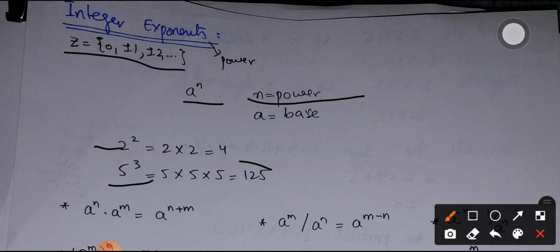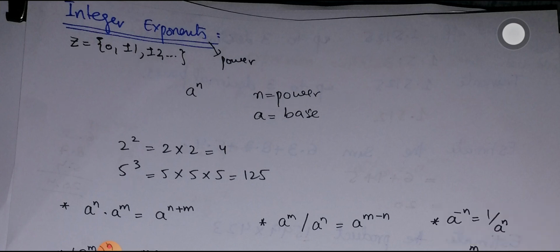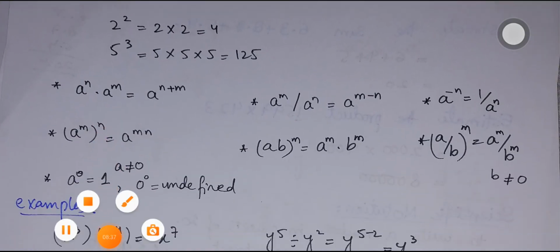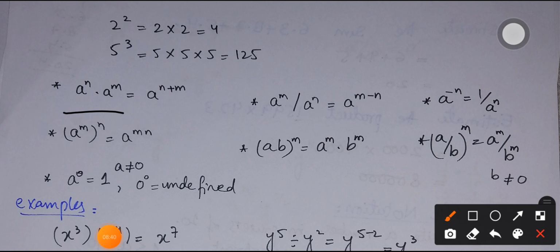Now there are some properties of integer exponents, that is a power n into a power m is equal to a raised to the power n plus m. Similarly, if we are having division, then we can subtract the powers. And here is another property, that for the negative terms we are simply taking the reciprocal of the power, so that it becomes 1 over a power n. This is not the reciprocal of the simple power, it is the reciprocal of the term with base with negative power.